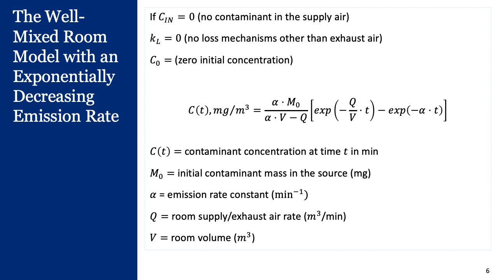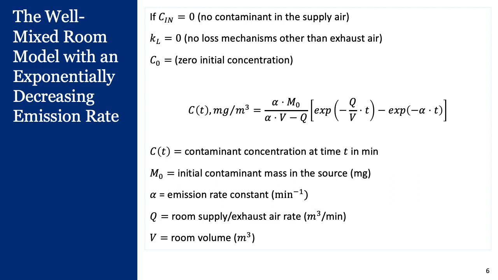middle of the page. C of t is a constant term at the beginning, and the constant is alpha times m sub 0 divided by alpha times v minus q. And then we have a difference of two exponential terms. So in this case, it's a little bit harder to just look at the equation and predict what's going to happen. But we can, again, think about it physically and try to predict what might happen.